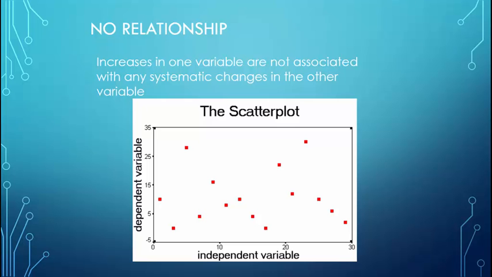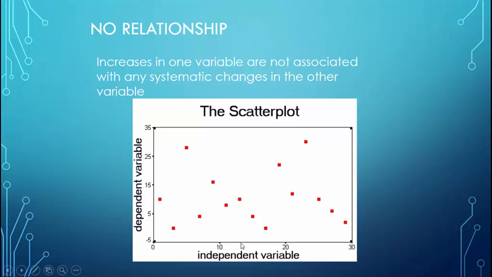Lastly, you might have variables that have absolutely no relationship with each other at all. Maybe you thought they would, but they aren't. And your scatter plot looks like this, a very random display of the dots all over your scatter plot. And this might be something, if our independent variable was shoe size, and our dependent variable was IQ.